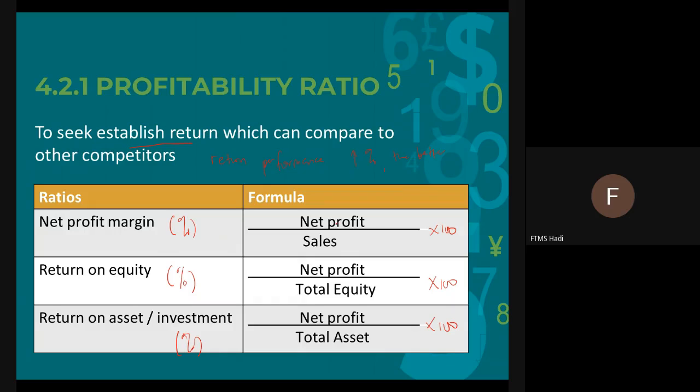Okay, as you can see, all these formulas involve division: net profit against sales, net profit divided by total equity, net profit divided by total asset. The word ratio means you compare the numerator with the denominator. Net profit against sales, that means ratio A to B. So that's why most of the ratio formulas are divided. That is to make you understand better.